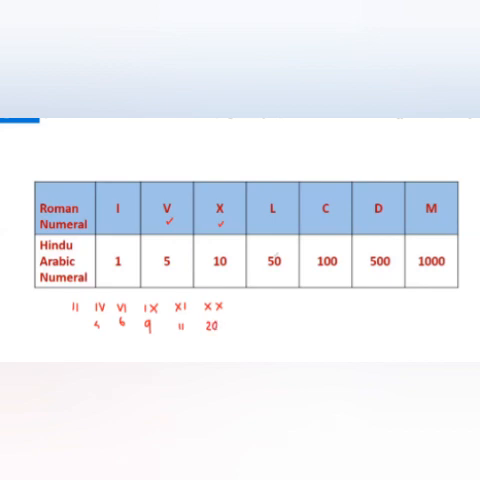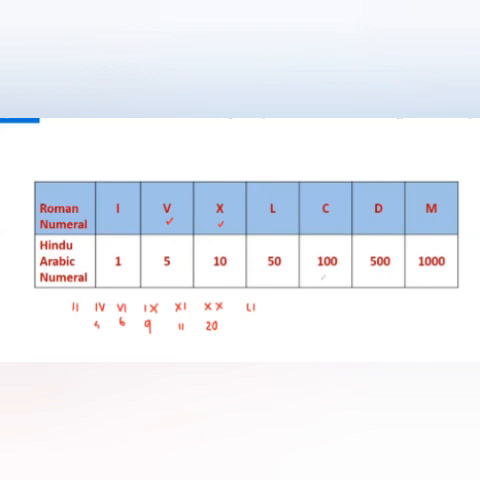Next is L. How to write it? L is representing 50. 50 is L. So how to write 51? L, 50 plus 1 is 51. So L is written, then 1. This is 51. Okay, 52 is the same, 53, 54, 55. We can write that way.